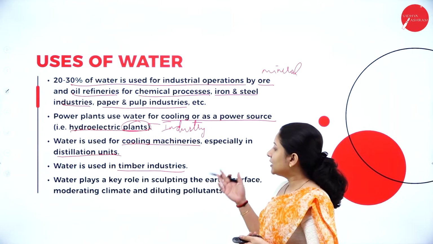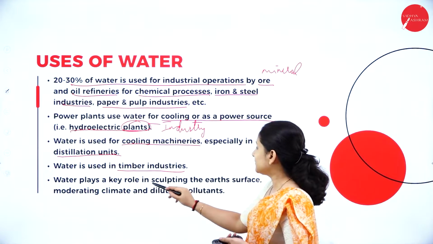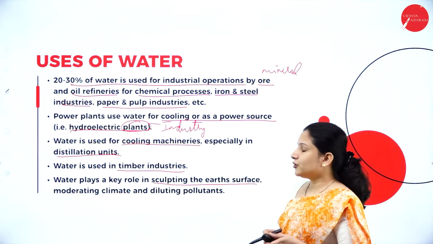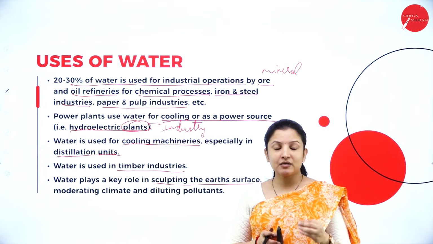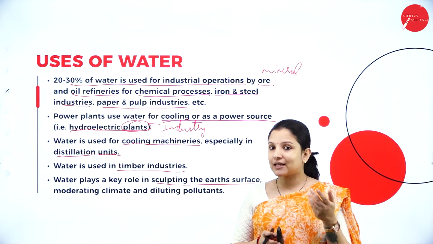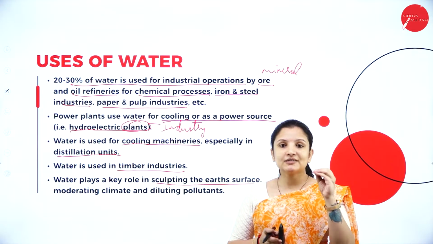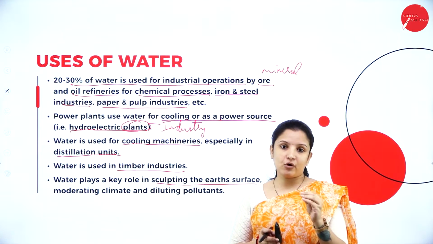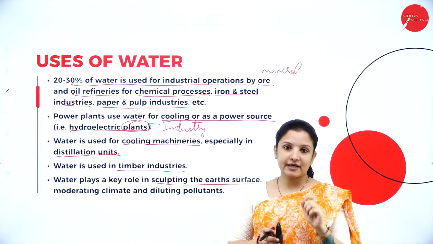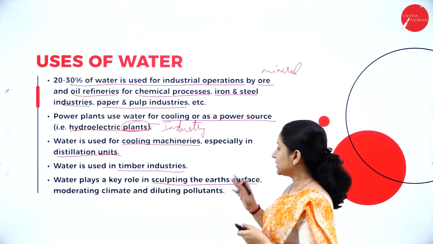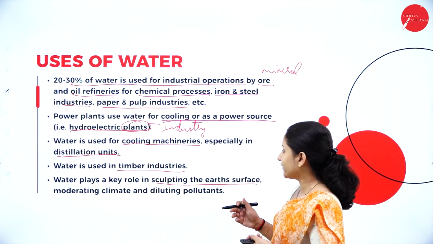And not just that, water also plays a very, very important role in sculpting the earth's surface. So the earth's surface should always be moist, right? Because if it is a dry surface, can we grow crops on that? Not possible. So therefore, the earth's surface should always be moist if greenery has to be maintained, and also if the crops have to be grown properly. So for molding or sculpting the earth's surface also, water is very, very important.